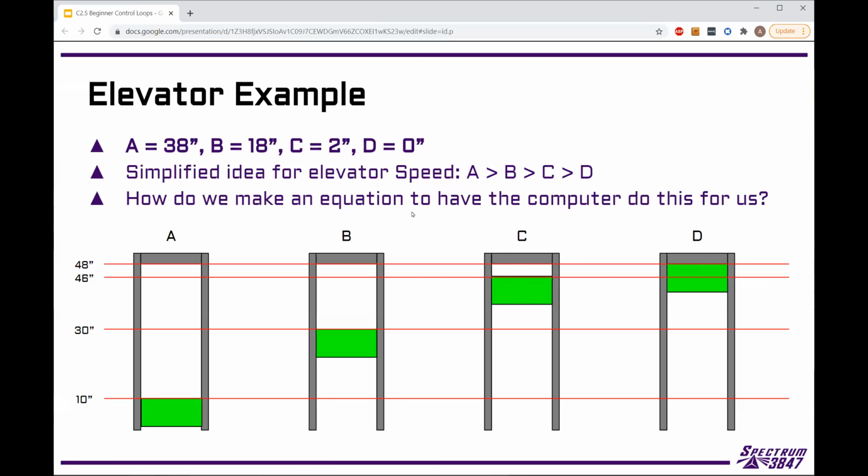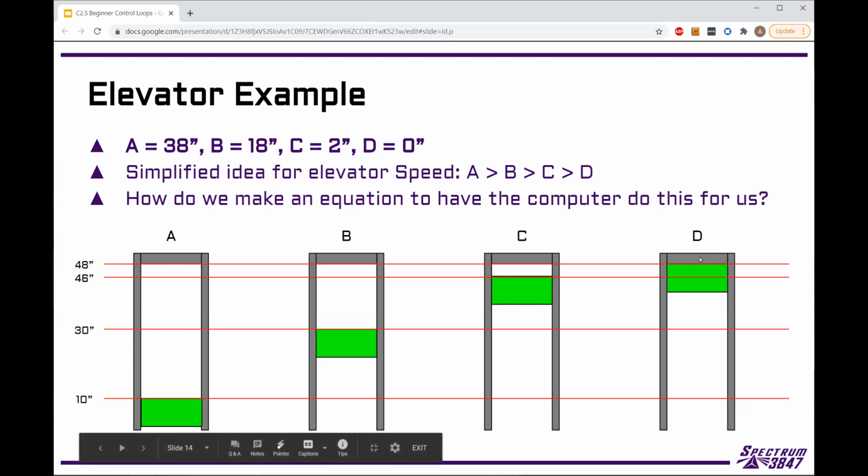So then the question is, okay, we have this error idea. We kind of know a relation for these speeds. How do we make this equation that we can put into the computer that allows it to react in the way that we're talking about? How do we make it so that at A, it's going the fastest, at D, it stops, and that it basically slows down through B and C?